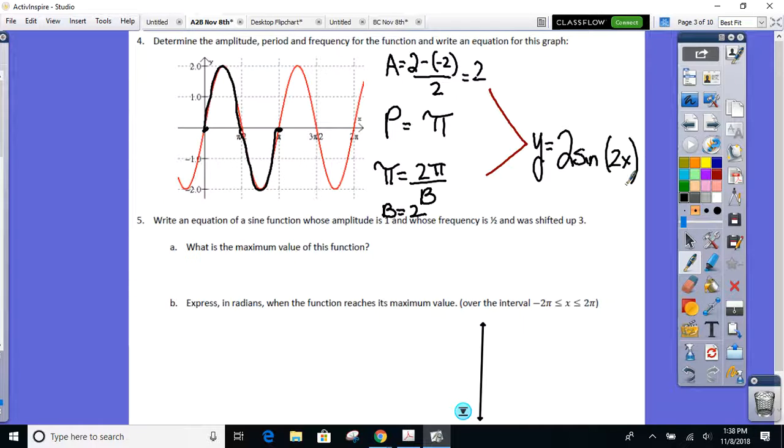Yeah. And we don't need to find it, but if it goes up and down to the same number, there's no shift. Okay, there's no shift. All right, if it went up to 6 and down to -3, then there's a shift. But since it goes up to 2 and -2, no shift. Can you guys write the equation in number 5 for me before I answer part A and part B with you? Find the equation in number 5.